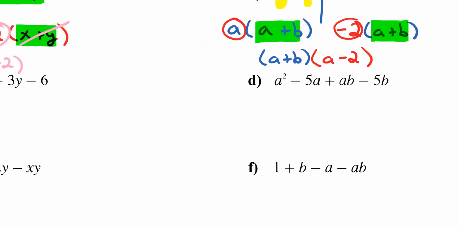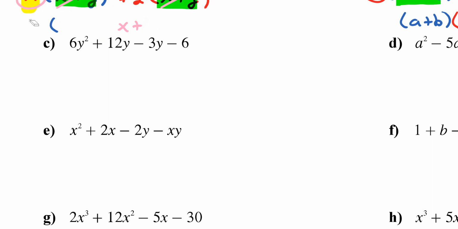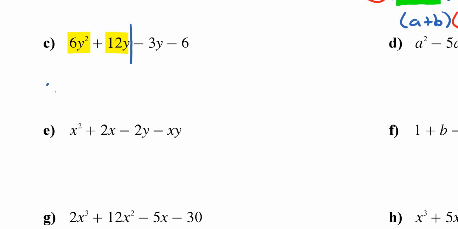Okay, let's move on to letter C here. Once again, for letter C, I have 4 terms. Let's put a vertical line right down the middle. And if I take a look at the left-hand side, I can factor out a 6y. If I factor out 6y, I get a y plus 2.